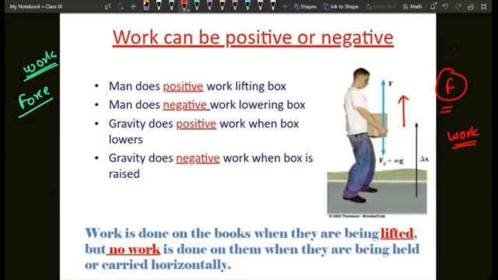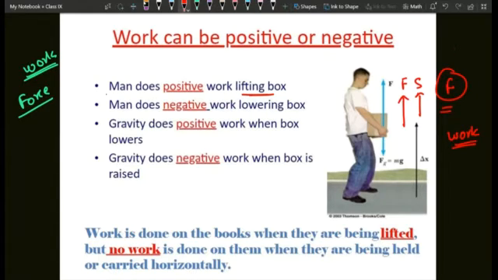So here in this case, man does positive work while lifting a box. Let us just talk about lifting the box. Man does positive work lifting the box because he's applying force in the upward direction and the box is moving upwards. So the direction of force and the direction of displacement is the same. So this is a case of positive work done by the man.